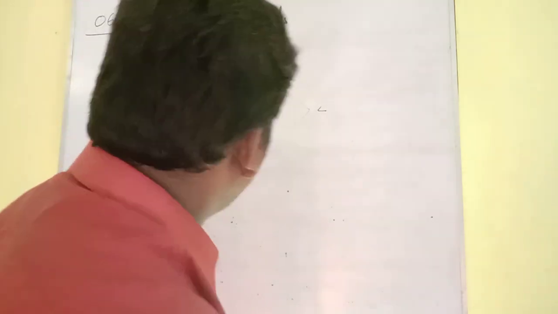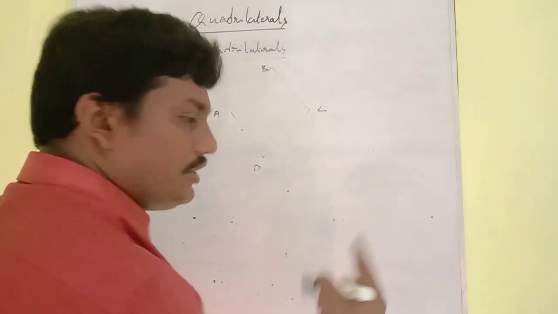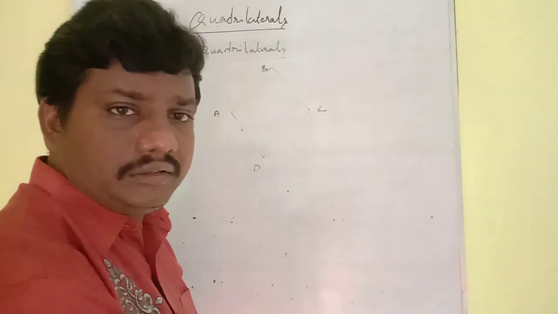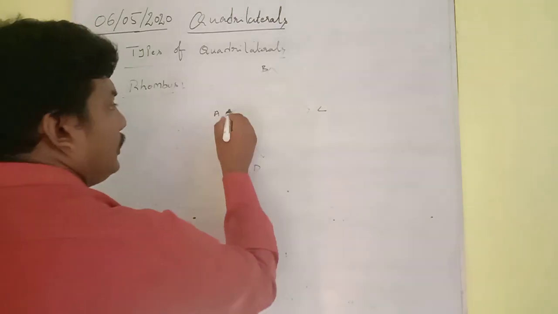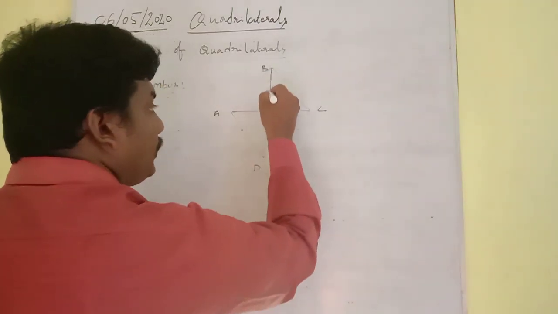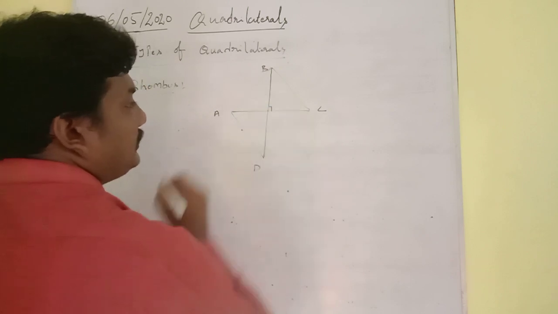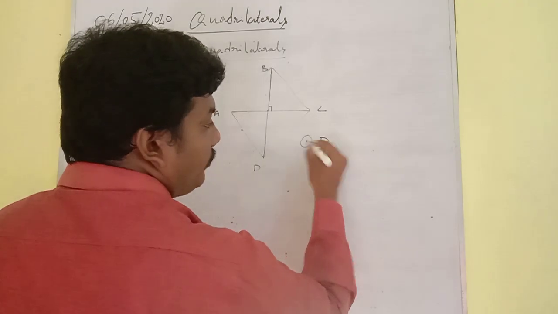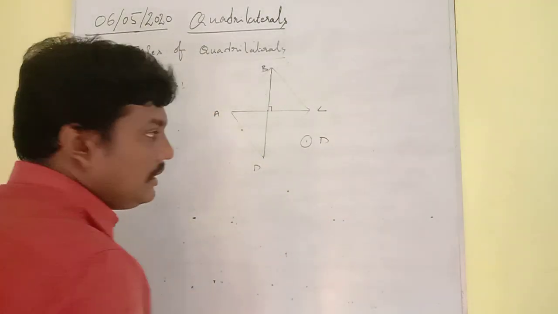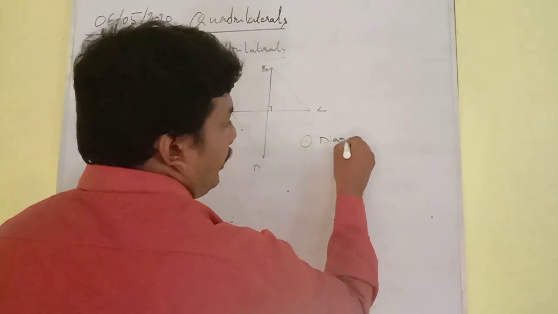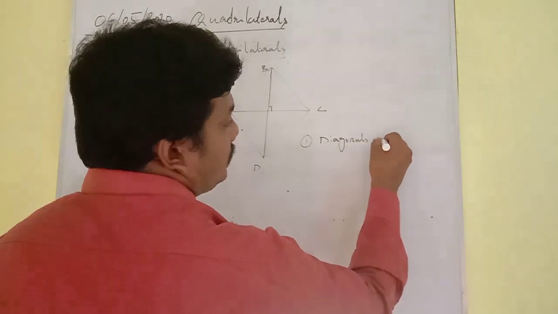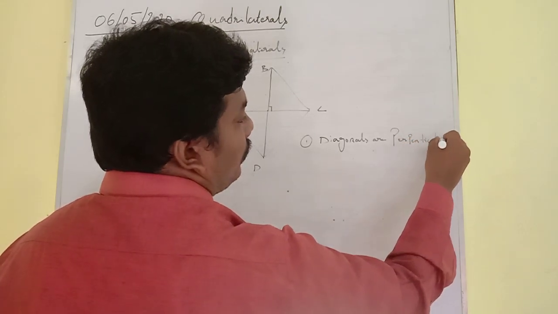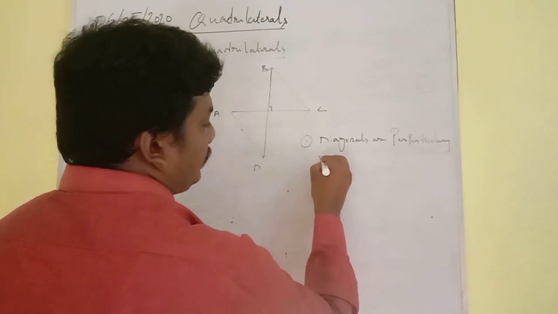In addition to that, we have a very important property. All the parallelogram properties you have to follow, and in addition, the diagonals perpendicularly bisect each other. What is the difference between the properties of a parallelogram and a rhombus? Here the diagonals perpendicularly bisect each other.